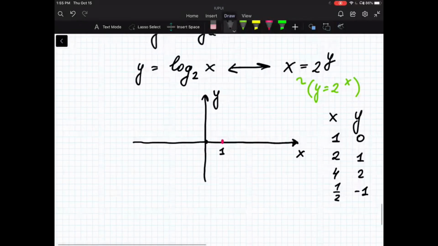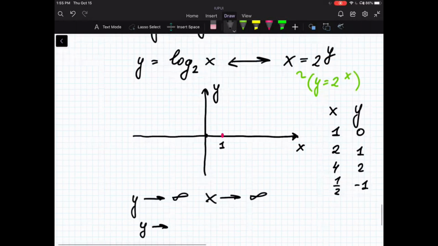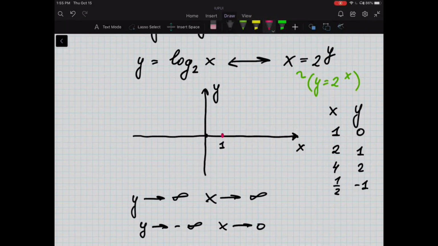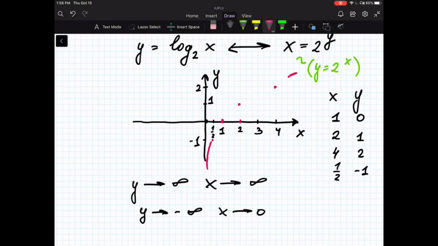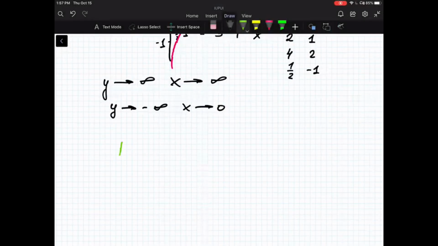Again, you see that when y goes to plus infinity, x also goes to plus infinity. And when y goes to minus infinity, x goes to 0. So let's put this information in our graph. So I get a function that looks like that. And this is the graph of the logarithm.